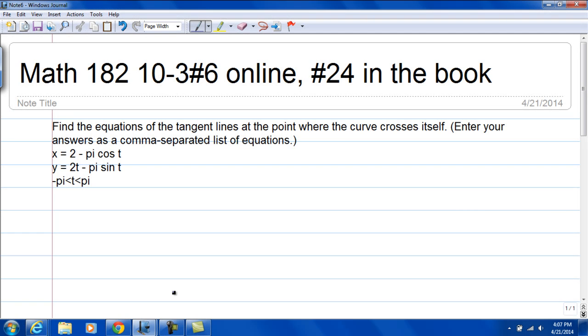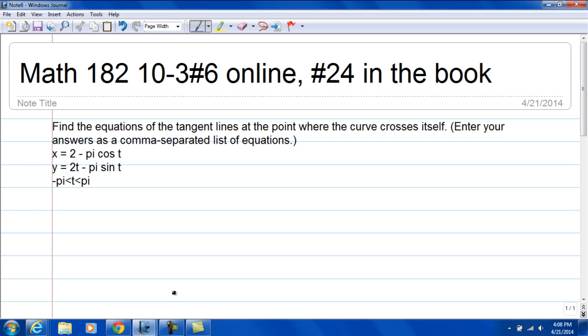This is from 10.3, number 6 from the online work, which is 24 from the book work. It says find the equations of the tangent lines at the point where the curve crosses itself. And your answer is a comma separated list of equations. Really not applicable here because we are working the example by hand.